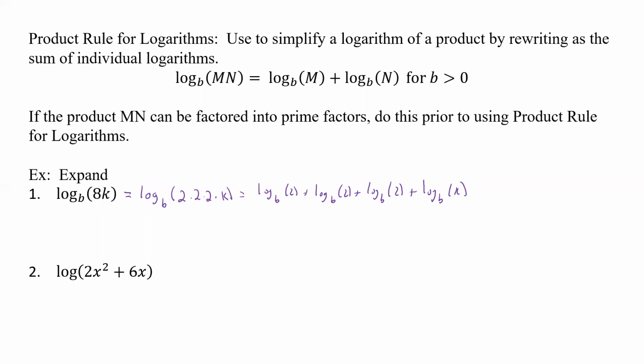Okay. Now can we simplify that? Well, sure. If we notice, we have this plus this plus this. So we have 3 of those. So we can say 3 log base b of 2 plus log base b of k. And then that would be our final answer, with the logarithms written into the summation instead of the product.